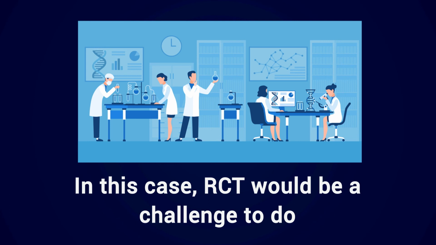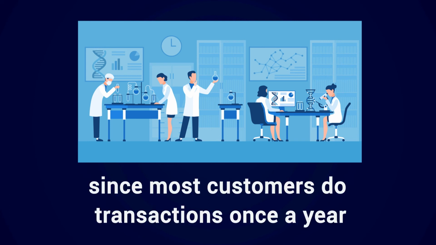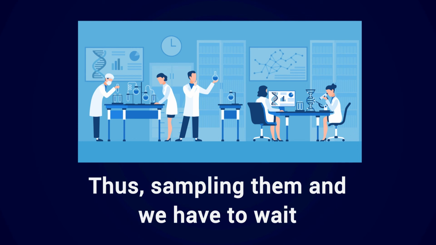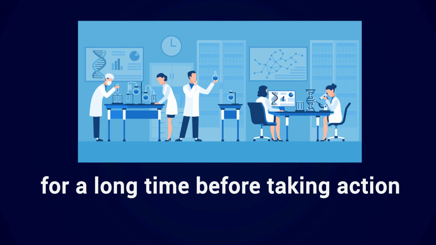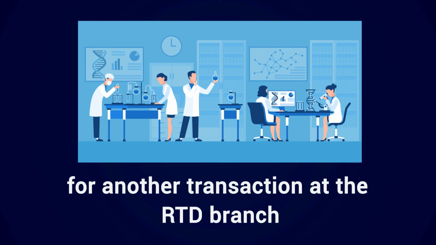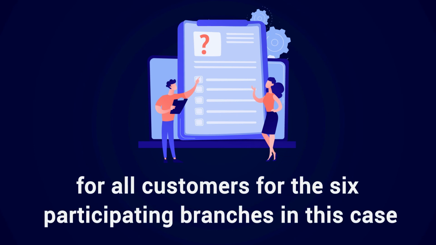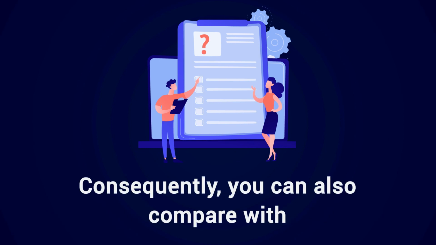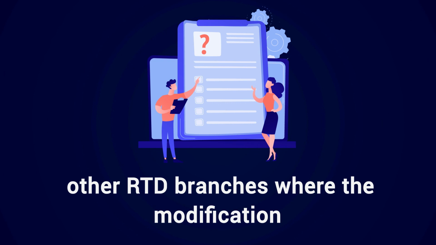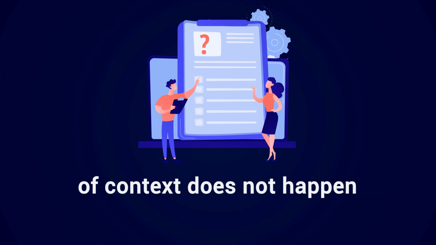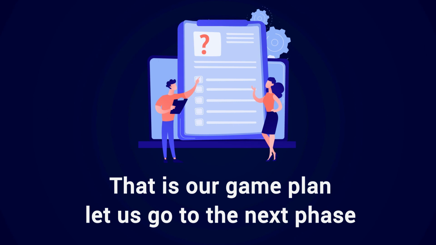In this case, RCT would be a challenge to do since most customers do transactions once a year, thus sampling them, and we have to wait for a long time before taking action for another transaction at the RTD branch. Therefore, we performed the experiments for all customers for the 6 participating branches in this case. Consequently, you can also compare with other RTD branches where the modification of context does not happen. That is our game plan.